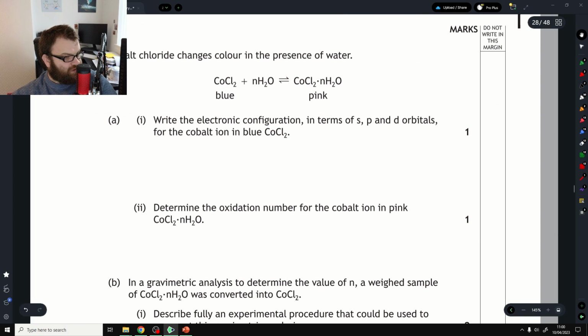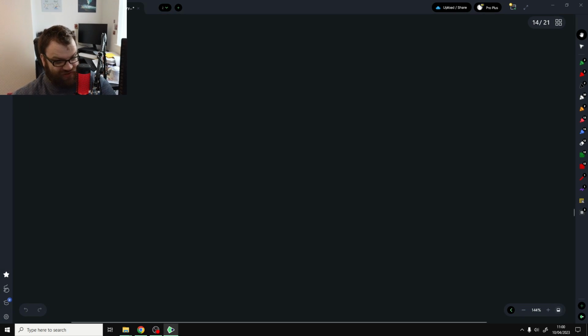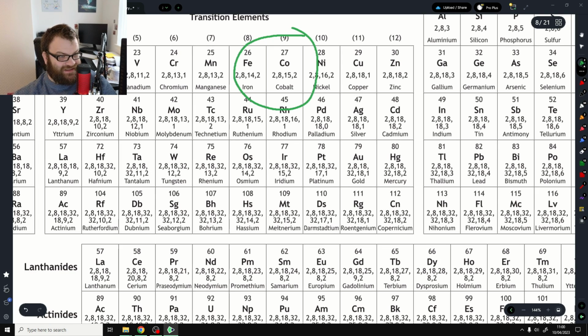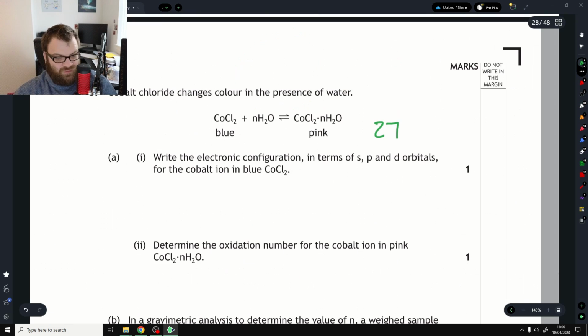Here we're asked for an electron configuration for the cobalt ion in this particular configuration. First of all, we need to check how many electrons cobalt has, just originally. Cobalt has 27 electrons. So the first thing I would do is figure out the full arrangement first of all. Go back to what we've done quite a few times now.